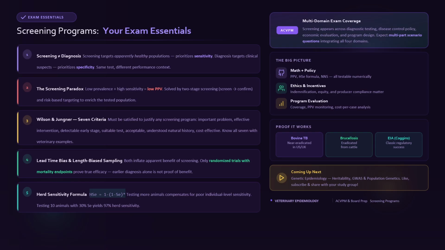And honestly, you've got this. These concepts are completely learnable, and the fact that you're working through them now is exactly the applied reasoning the boards are built to test. Looking ahead, the next module moves into genetic epidemiology, heritability, GWAS, and population genetics. It ties directly back to what we said about overdiagnosis and carrier testing. So it's a natural next step.